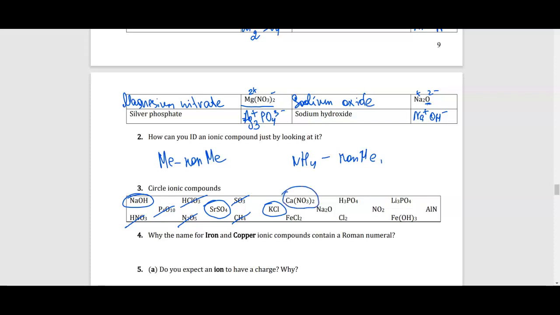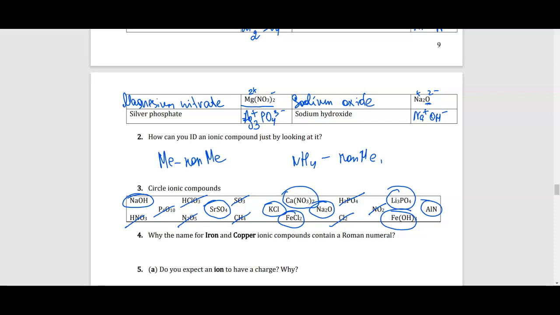It's ionic. It's ionic. It's ionic. No metal here. Only non-metals. No metal. Non-metals. No metal. Ionic compound. Ionic compound. Ionic compound.